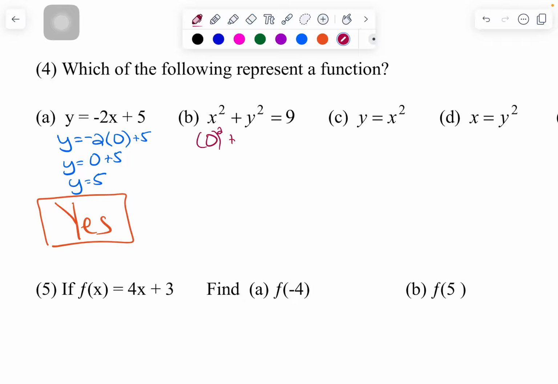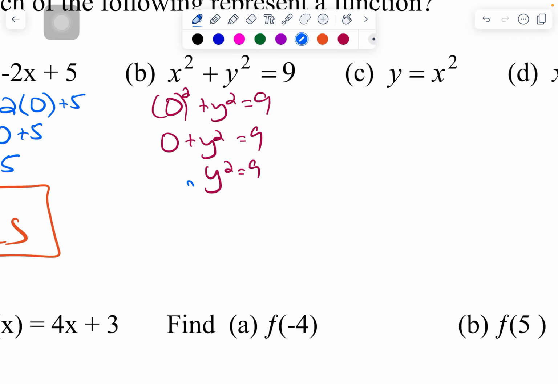So 0 squared plus y squared is equal to 9. This 0 term is going to basically disappear. It's 0 plus y squared, which would just be y squared. But then you've got to solve for y squared here, so let's go ahead and take the square root.